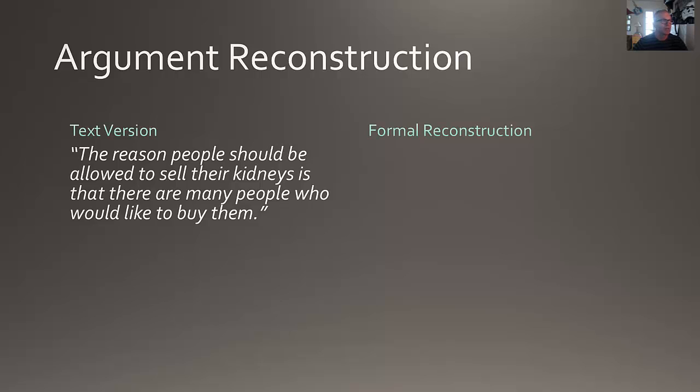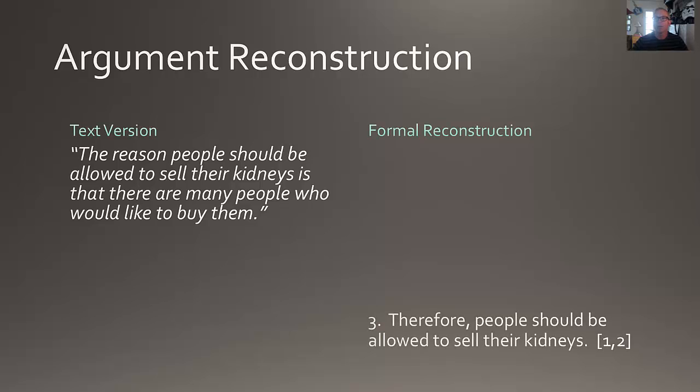My instructions from last lecture have been that the first thing you need to do is figure out what the conclusion is. So here's a very short argument. The reason people should be allowed to sell their kidneys is that there are many people who'd like to buy them. So here's a Rand Paul libertarian kind of argument. The first question is, what's the conclusion? Since the author says the reason people should be allowed to sell their kidneys, that reason phrase tells you that what follows is the conclusion. So in this case, the conclusion is, therefore, people should be allowed to sell their kidneys.